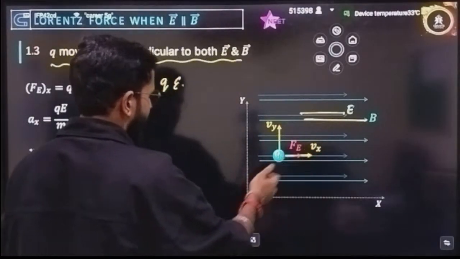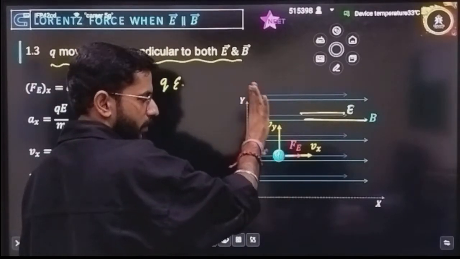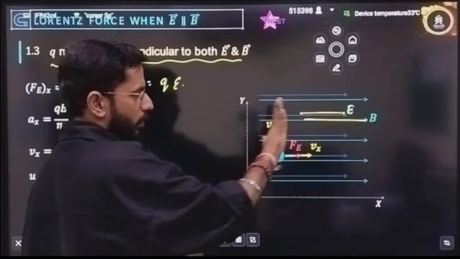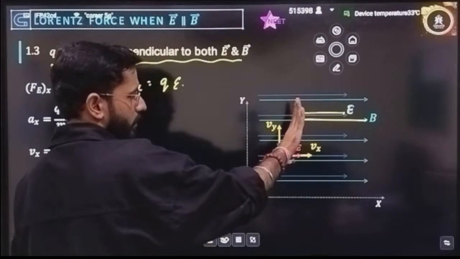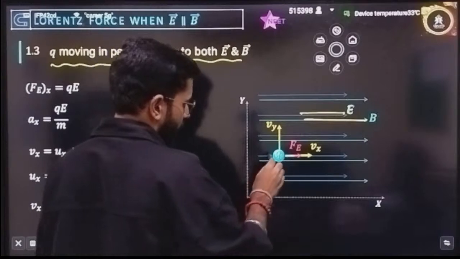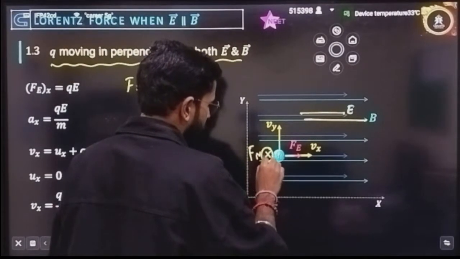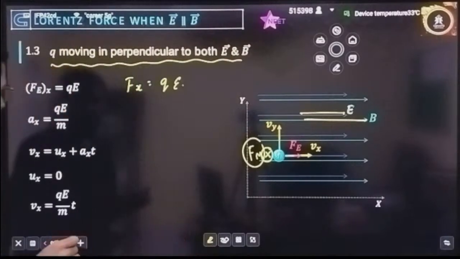Initially the velocity in x direction is equal to 0. That means do V cross B. Take your hand in the direction of V. Show your palm to B. And just do V cross B. When you curl the finger, what is the direction that you are getting? You are getting inside the plane as magnetic force.